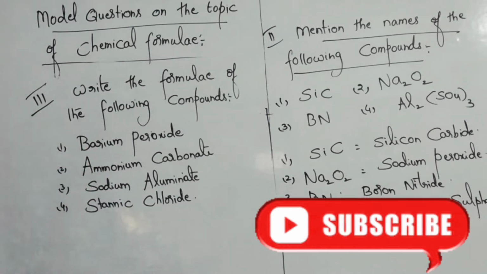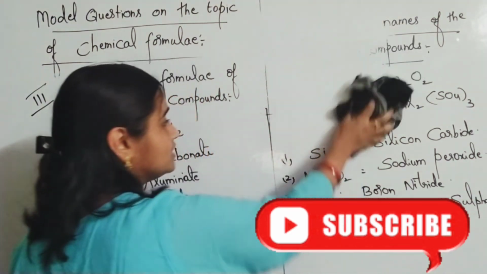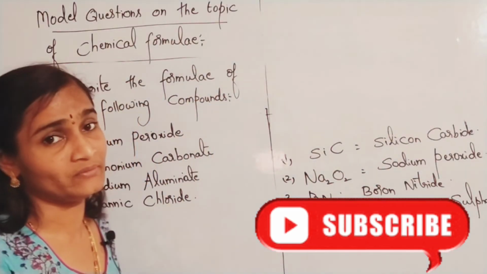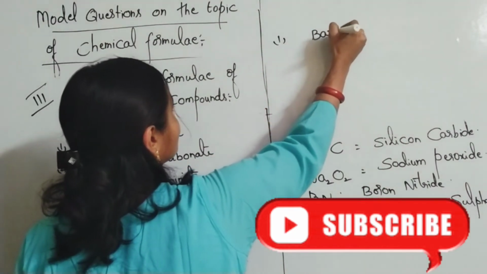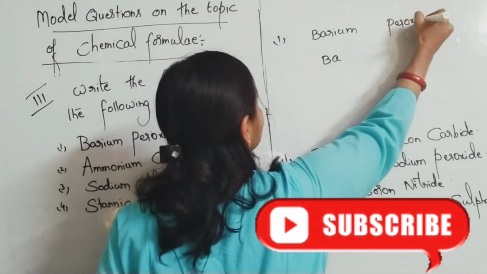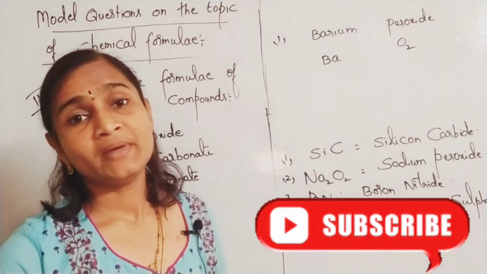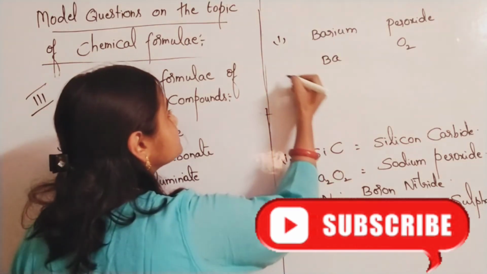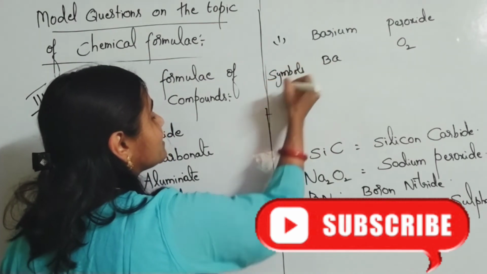See the first one, barium peroxide. What did I ask you to do? You have to write the valencies of the elements and then cross over the valencies to get the relevant formula of that compound. Isn't it? So, first one, what is given? Barium. Barium symbol is Ba. Peroxide symbol is what? Just now I told you it is O2. Even for sodium also, peroxide symbol is O2.